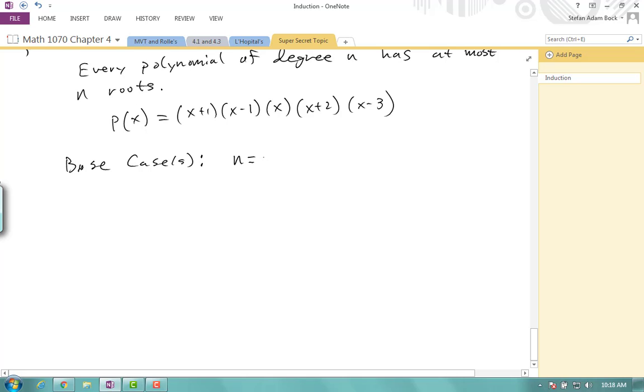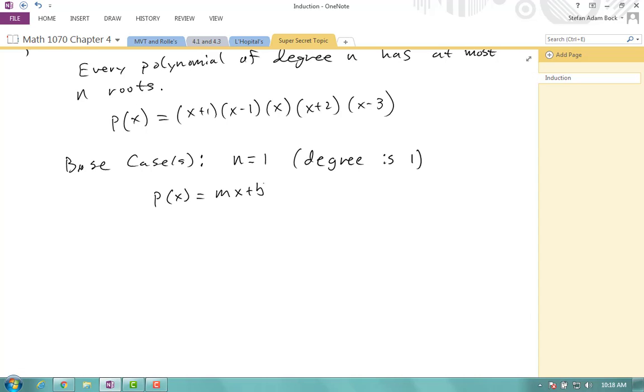So let's say n equals 1. What I mean by that is the degree of the polynomial is equal to 1. But a polynomial of degree 1 is just a line. So we'll call this my polynomial is equal to a line, but that's mx plus b. And this should have exactly one root, unless the slope is equal to 0. So we'll suppose p of x has more than one root. We'll suppose it has two roots.